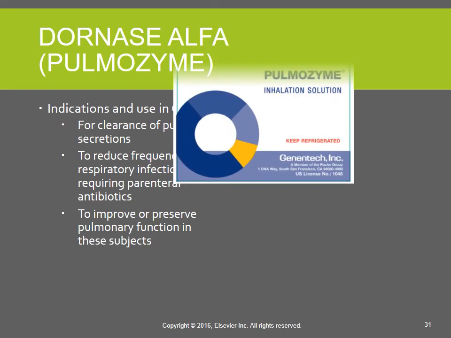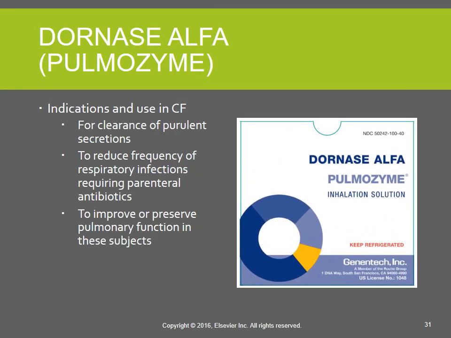Let's talk about Dornase alpha, or Pulmozyme. It's indicated for use in CF patients or anywhere there are purulent secretions. It is used to reduce the frequency of respiratory infections requiring IV antibiotics, and it improves or preserves pulmonary function in CF patients or those with purulent, thick, proteinaceous secretions.